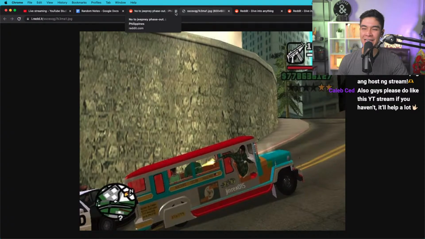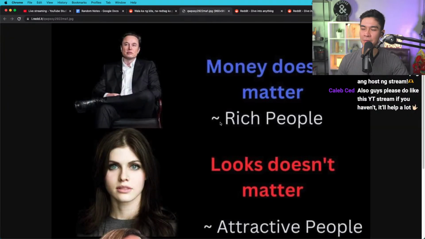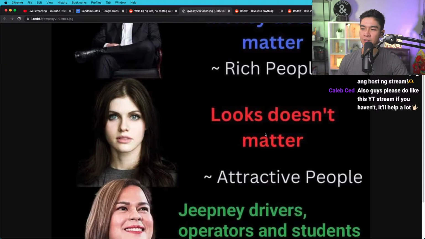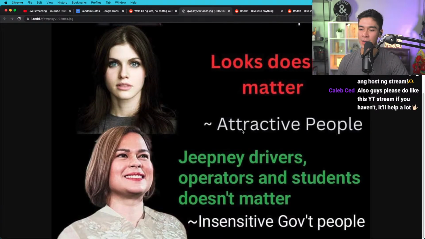Meron tayong GTA reference over here. What is this? Sabi ni Elon Musk, rich people, the irony. Rich people, money doesn't matter. Attractive people, looks don't matter daw. And sabi naman ng insensitive government natin, jeepney drivers, operators, and students don't matter.